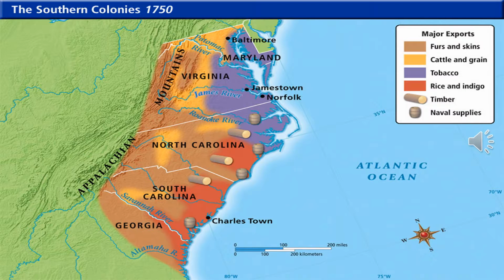In North Carolina, South Carolina, and Georgia, the East Port, they had rice and indigo. In South Carolina and North Carolina, they had timber and naval supplies. Also, in some parts of Virginia, Maryland, North Carolina, and South Carolina, they had cattle and grain.